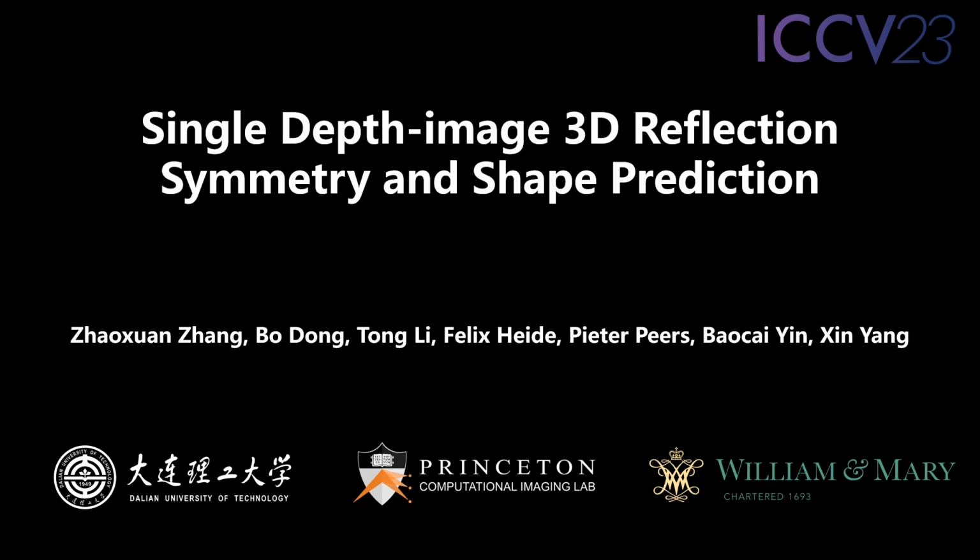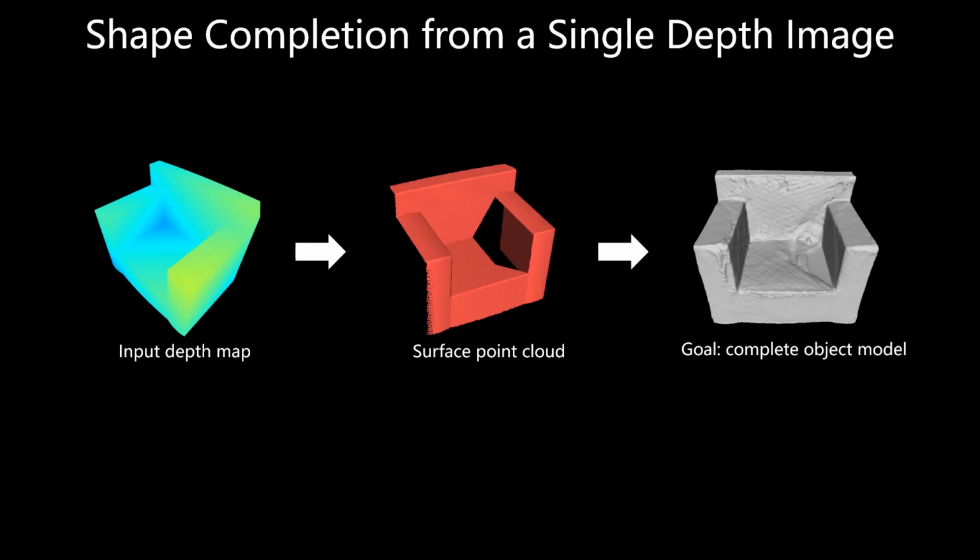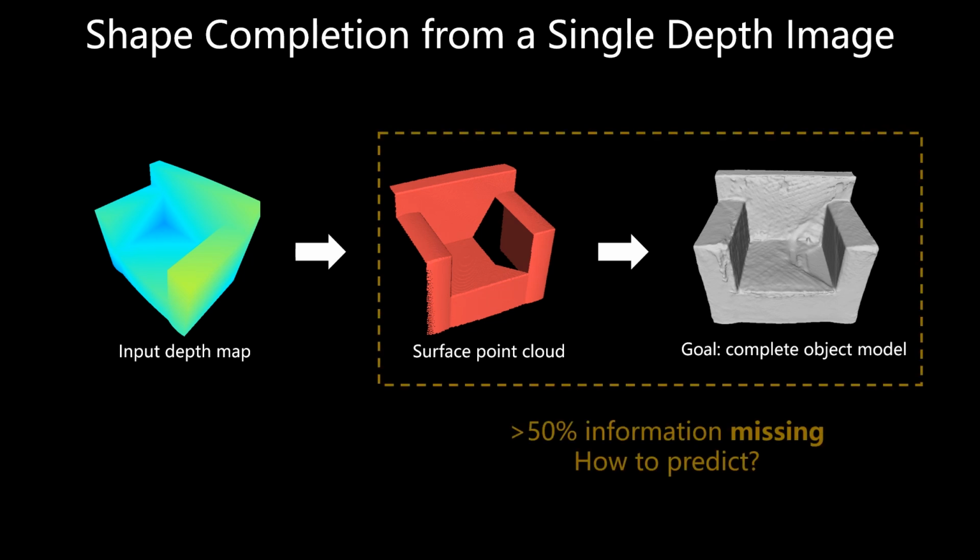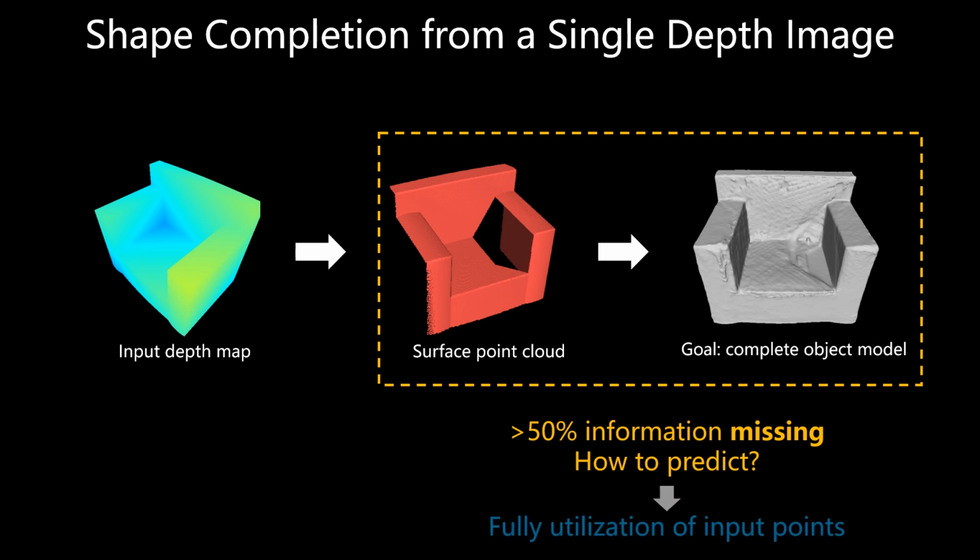Welcome to our presentation. Our work is about shape completion, a reconstruction from a single depth map. As you can see, the input depth map can be unprojected to a surface point cloud, and our goal is to predict the missing points on the object's surface. However, since the input is only a partial scan of the object, more than 50% of the information is missing. So how to predict the missing information?